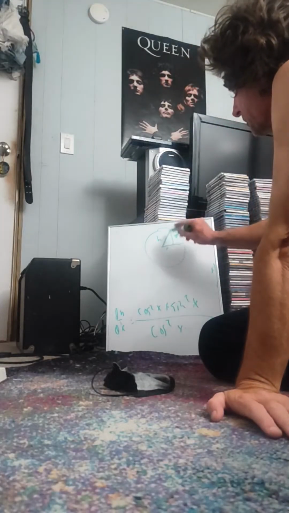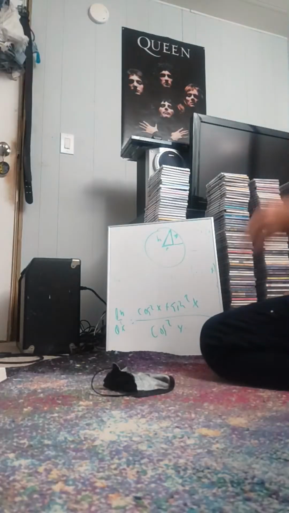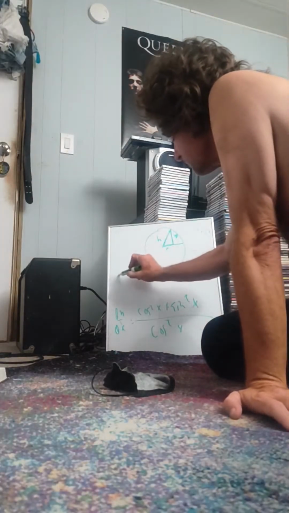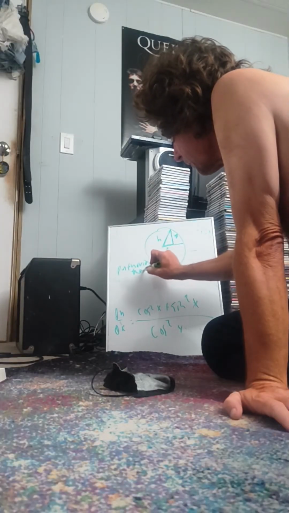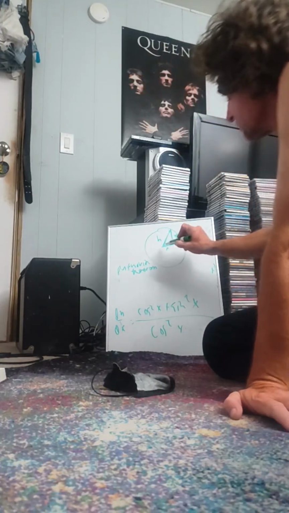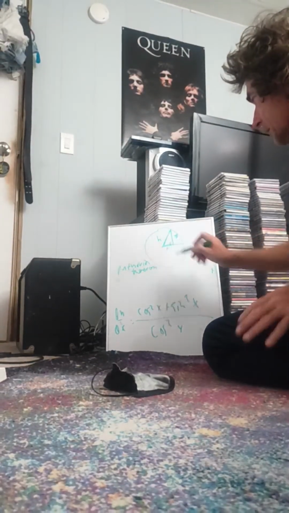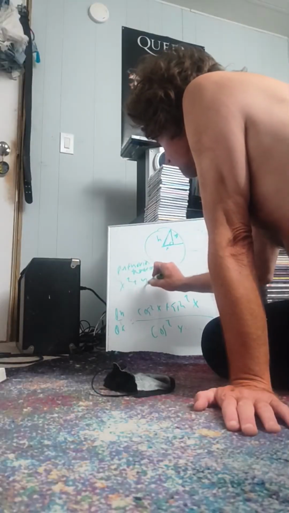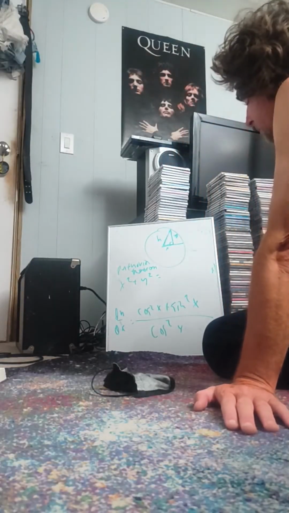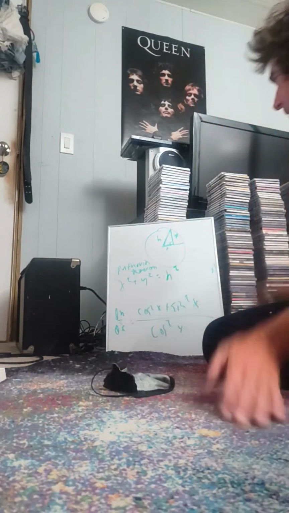But what is true of this triangle here is that it is a right triangle. And what does the Pythagorean theorem say? The Pythagorean theorem says that x squared plus y squared equals h squared for a right triangle. This is a right triangle right here. So the equation of a circle becomes x squared plus y squared equals h squared, which is the radius.